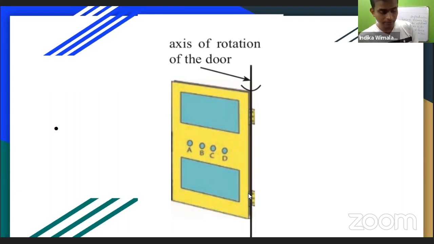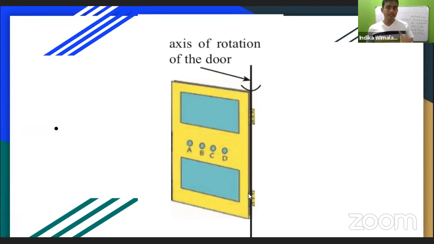Let's write the definition, right? Complete the blanks. The product of the perpendicular distance to the line of action of the force from the axis of rotation is known as the moment of force. Okay.